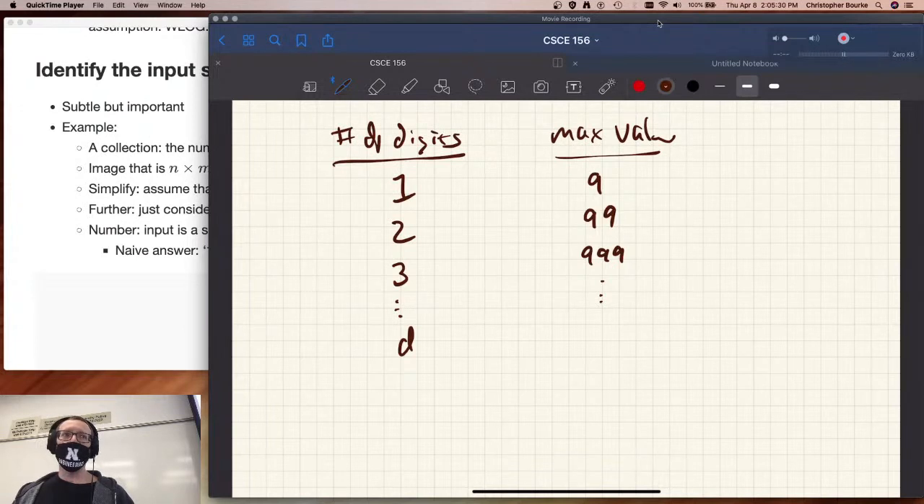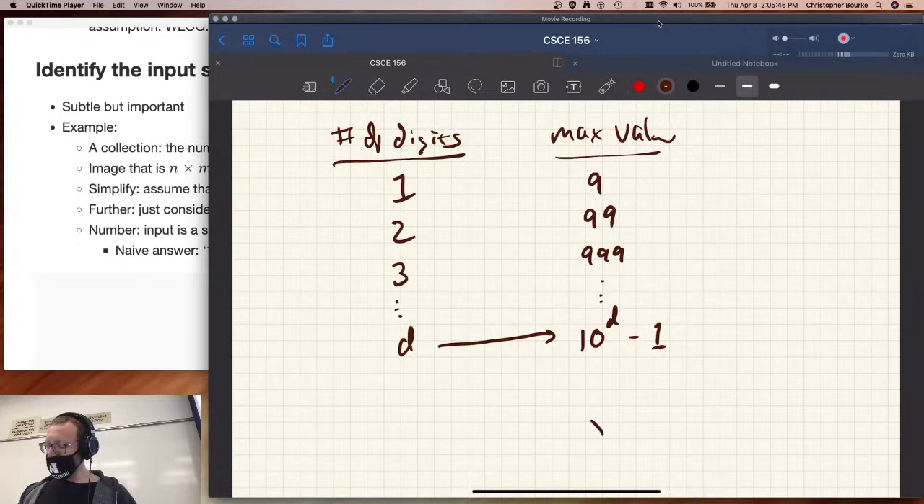9. So D nines, right? But how do we express that as a number? 10 to the D minus 1, right? Basic scientific notation, okay?